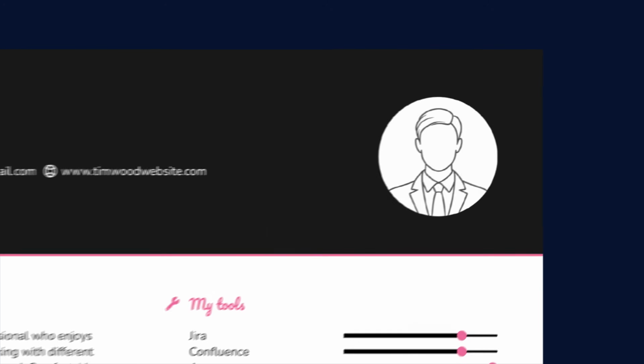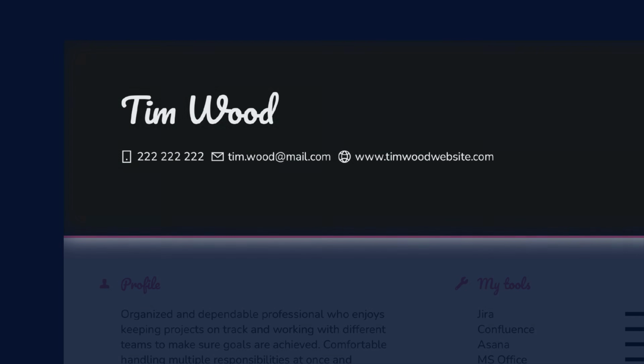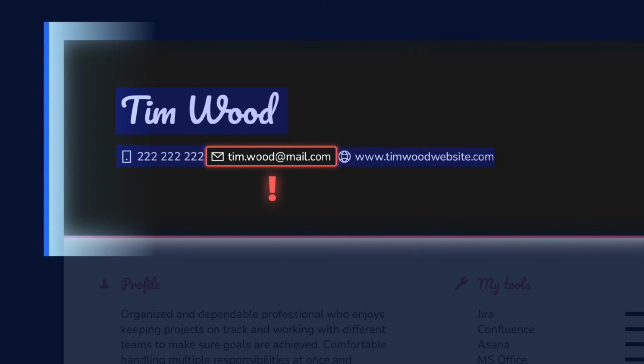Including a professional photo definitely makes your resume feel more personal, but most ATS systems can't read images reliably, and a photo like this can make your resume difficult to parse. Now look at Tim's contact information. It's sitting inside this solid color block, because design-heavy headers are sometimes built as shapes, text boxes, or layered elements. ATS can read those in the wrong order, or miss parts completely.